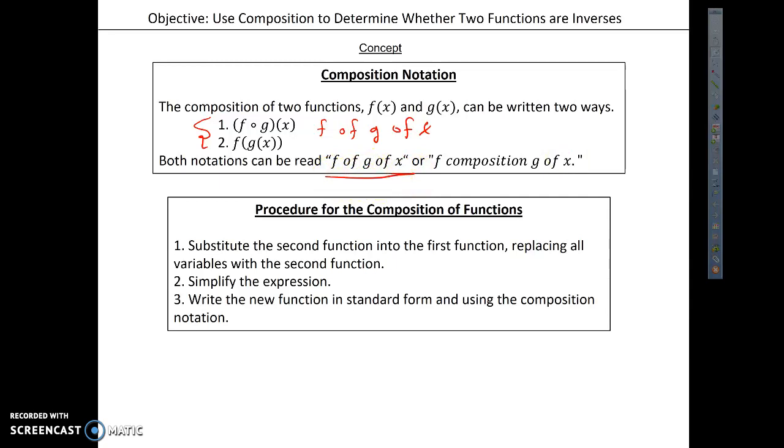So here is our procedure for composition of functions. The first thing you're going to do is substitute the second function into the first function, replacing all of the variables with the second function. The next thing you'll do is simplify your expression, and then lastly you will write your new function in standard form using composition notation.